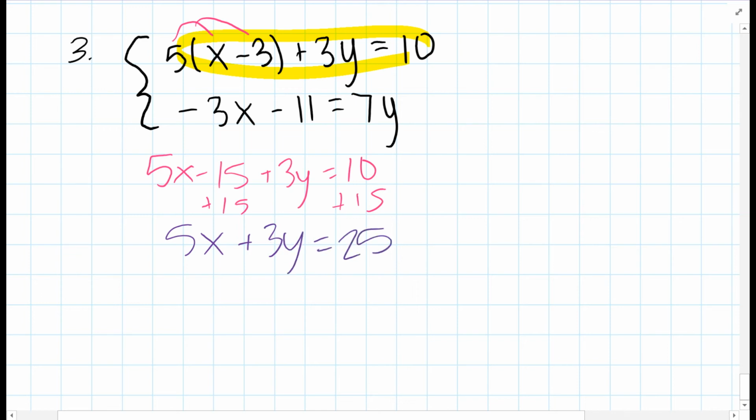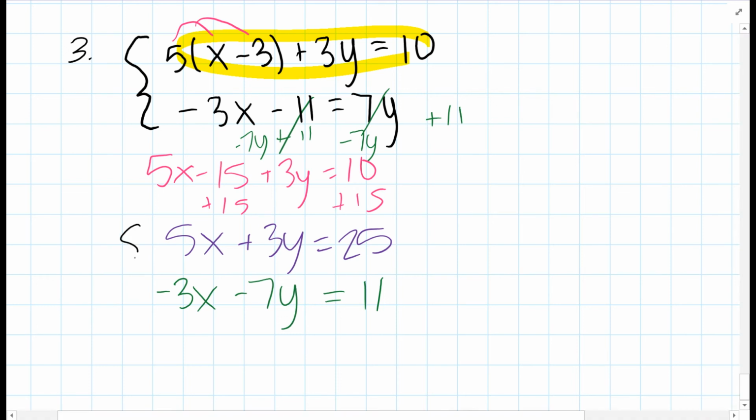And then for this bottom one, I want to move this 11 to the other side, so I'm going to do plus 11 and plus 11, and then I want to move this 7y to the left, so I'm going to do minus 7y and minus 7y. These cancel, and I'm left with negative 3x minus 7y is equal to 11. This is my new system right here.